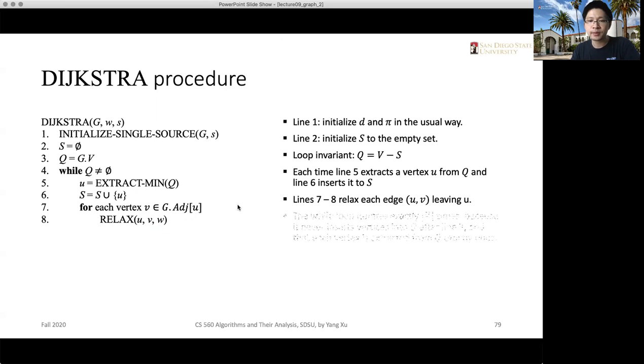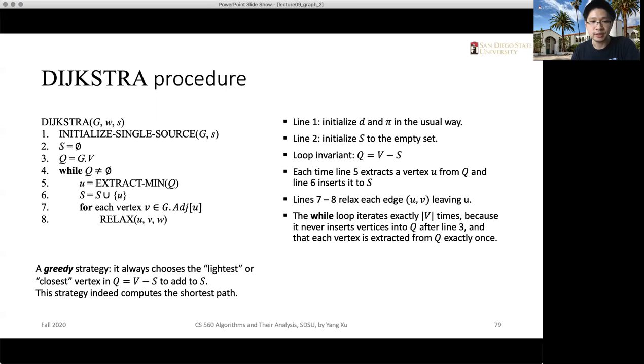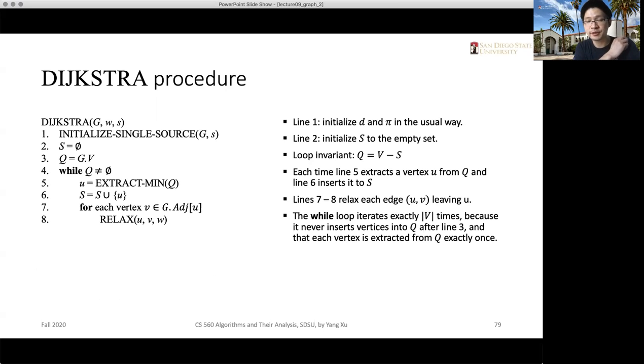And the whole code, I think we'll analyze its efficiency later, but we'll first look at some of its properties. First, the while loop will iterate exactly V times because we go through all the vertices. And it never inserts vertices into Q, right? So that's why Q will only decrease in size, okay? And each vertex is extracted from Q exactly once.